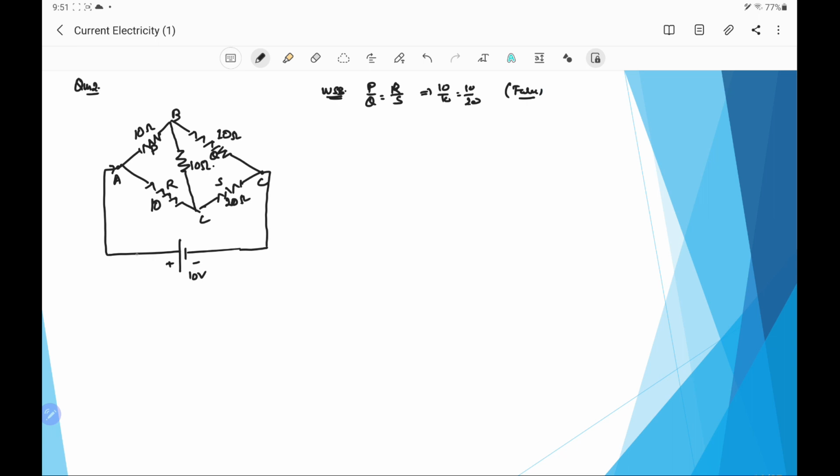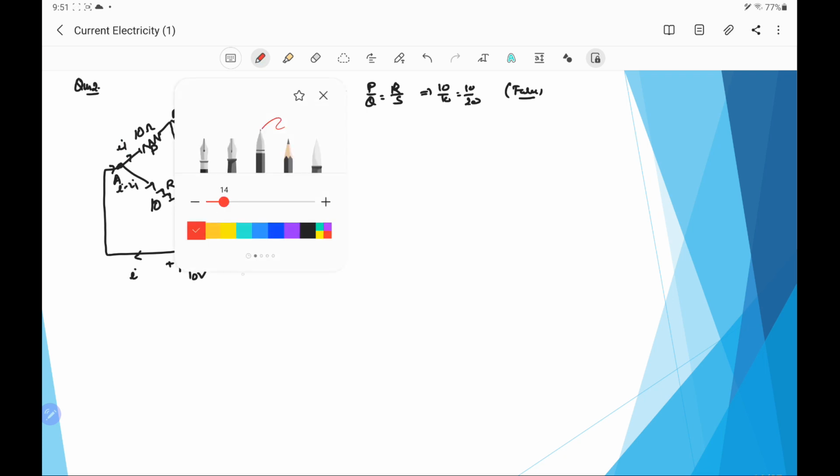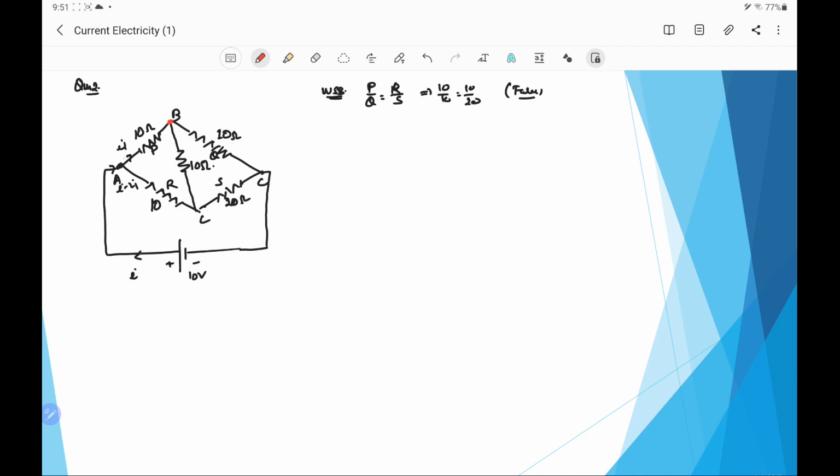Here, first we draw the current using the Kirchhoff's junction rule. Here current is divided at the junction A into currents I1 and I minus I1. After that, at junction B, this current I1 will divide in two parts, say I2 in the 10 ohm resistor, and this current will be I1 minus I2.